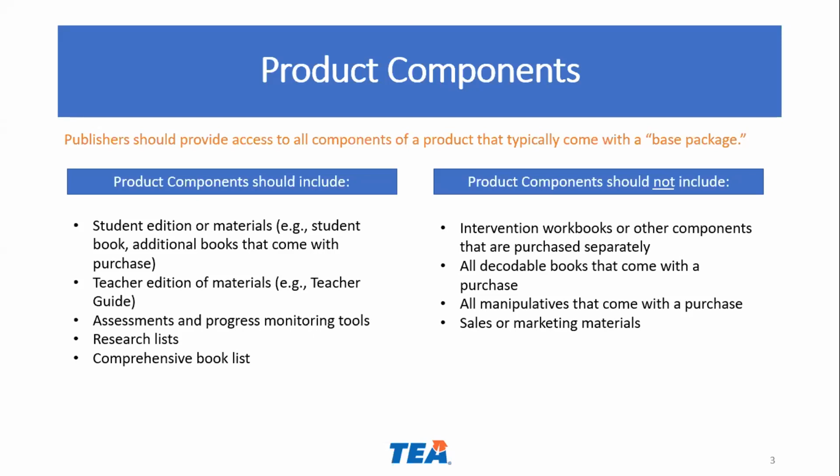What you should not include are things like intervention workbooks or ancillaries that are purchased separately. You should not include all decodable books that come with a purchase. Just having a sampling should be sufficient. And then all the manipulatives that may come, especially with our pre-kindergarten systems. Having a comprehensive list might be important, but not having access to the actual manipulatives is fine. And do not include sales or marketing materials.